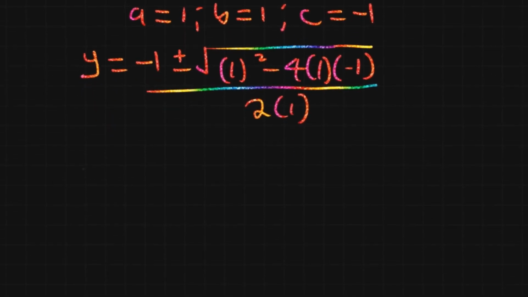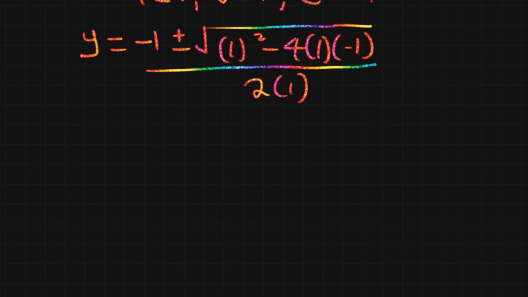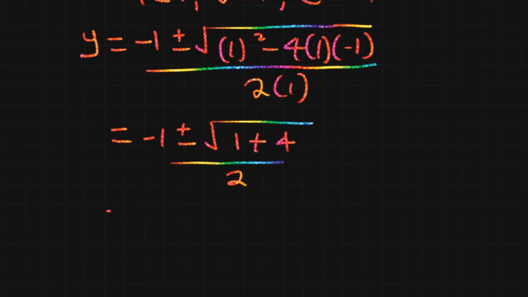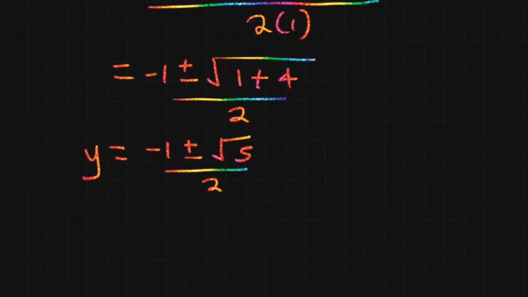So let us go ahead and simplify this. So we're going to have that being equal to minus 1 plus or minus the root of 1 squared is 1, then minus minus, that is 4 times 1 times negative 1, that is plus 4 over 2 times 1. So this melts down to minus 1 plus or minus the root of 5 over 2 as the value of y. But wait a minute, we are looking for x, not y.